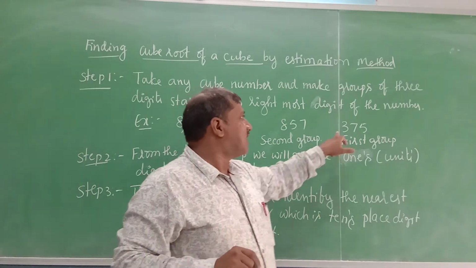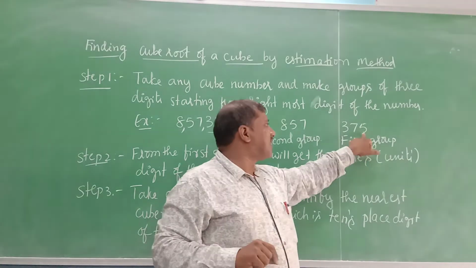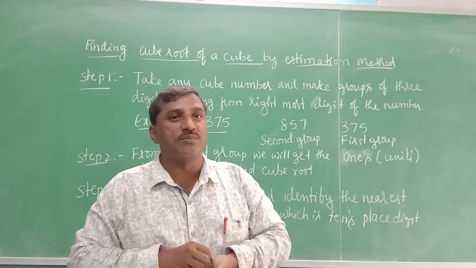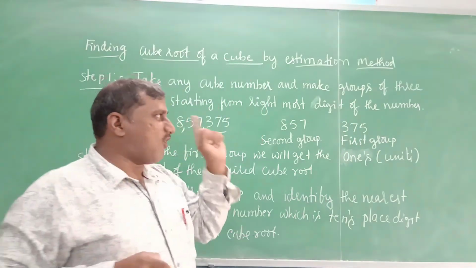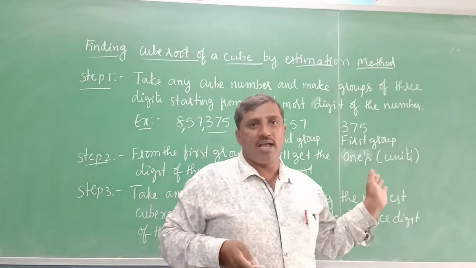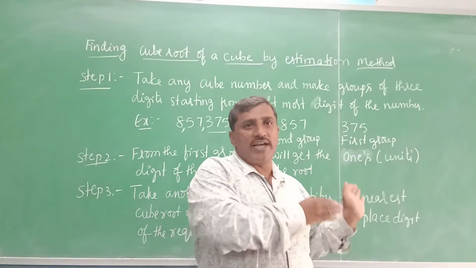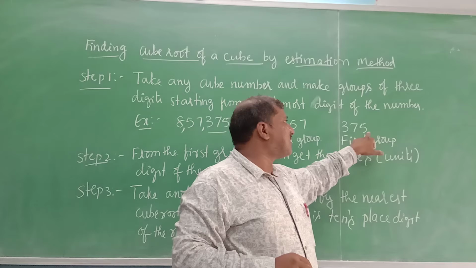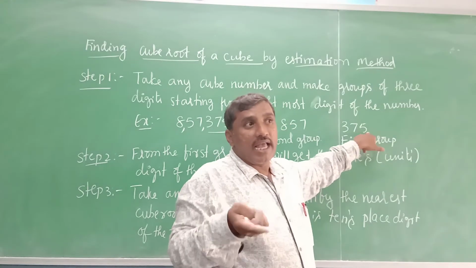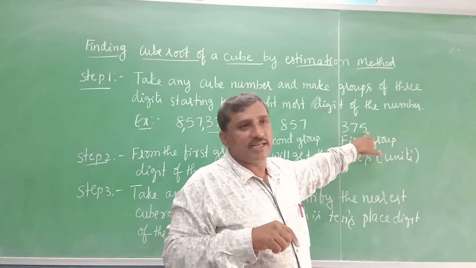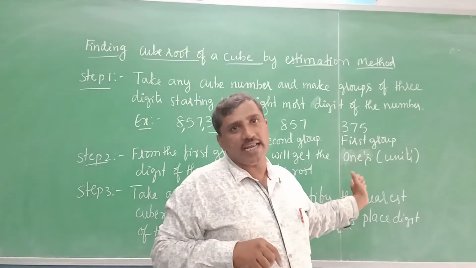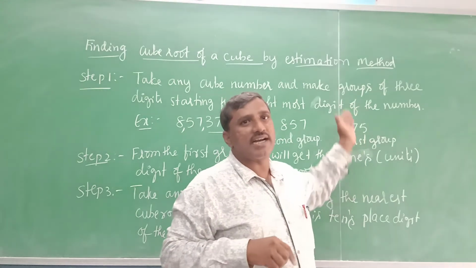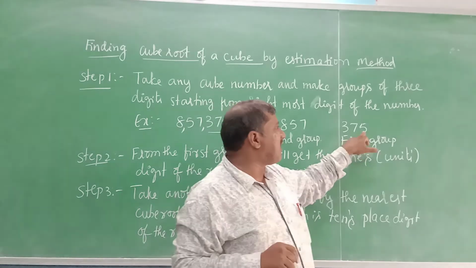How do we get it? So this is the first group. Identify the units place digit of the first group. As we studied the properties of cubes in the previous class, if 1 is there in the number, its cube ends with 1. If 2 is there, its cube ends with 8. Like that, if 5 is in the units place of a number, its cube will have 5 in the units place. The cube of 5 is 125, it ends with 5. The cube of 15 also ends with 5. So like that, here 5 is there.